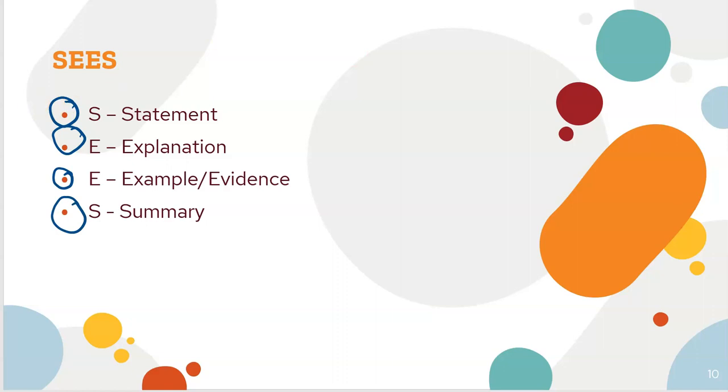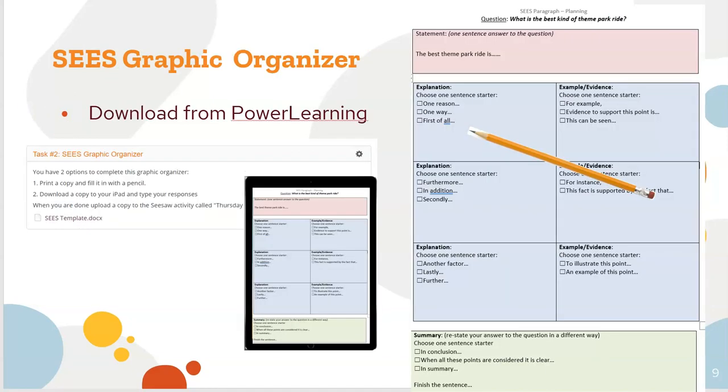If you look at the structure of our paragraph, you'll notice that there is one statement, and then we have repeated explanation and example 3 times before stating our summary sentence.